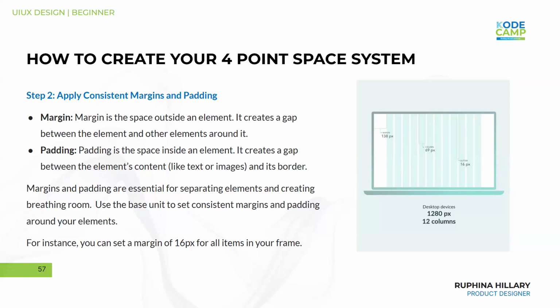So you can use your base units to set consistent margins and paddings around your elements. Usually for your mobile design system, your margin is 16 pixels. So 16, yes, it's a multiple of 4. We are still following the 4-point base system.